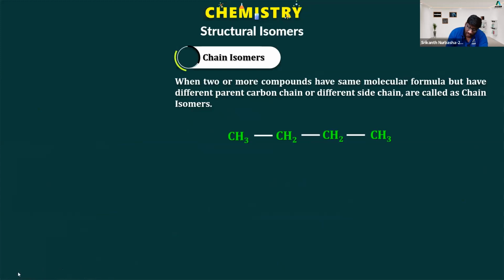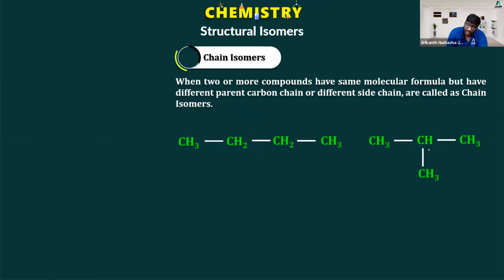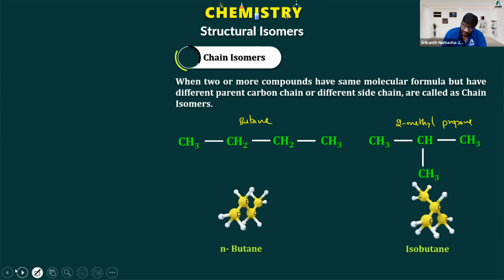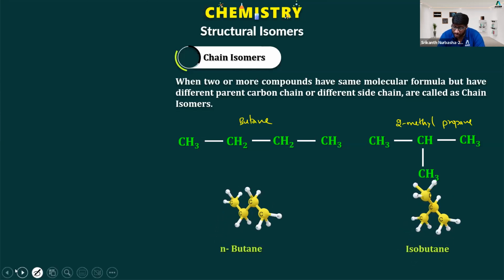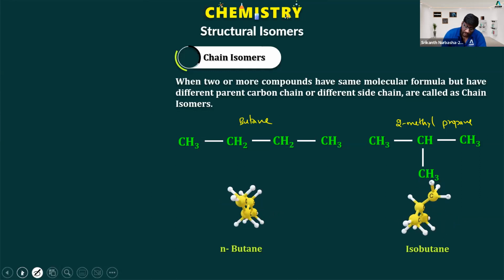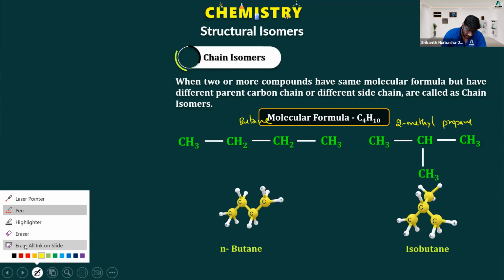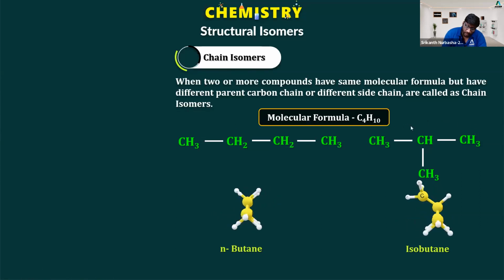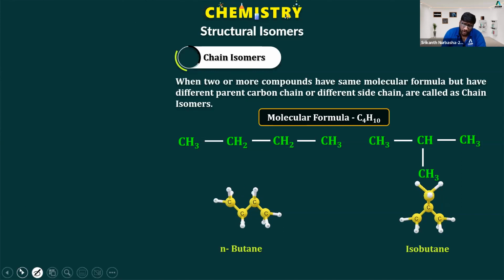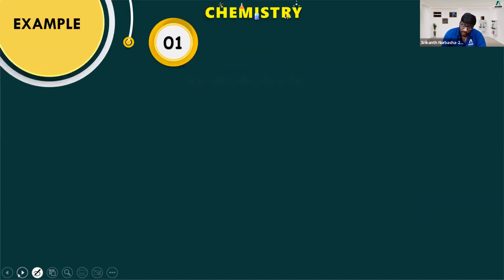CH3, CH2, CH2, CH3, and CH3, CH, CH3, CH3. So what are the names? This is butane, 4 carbons in the long chain. This is 2-methylpropane, 3 carbons in the long chain. So you can say there is a difference in the number of carbon atoms in the parent carbon chain. The molecular formula is C4H10, the same, but the number of carbons in the parent chain differs. That is why they are chain isomers.